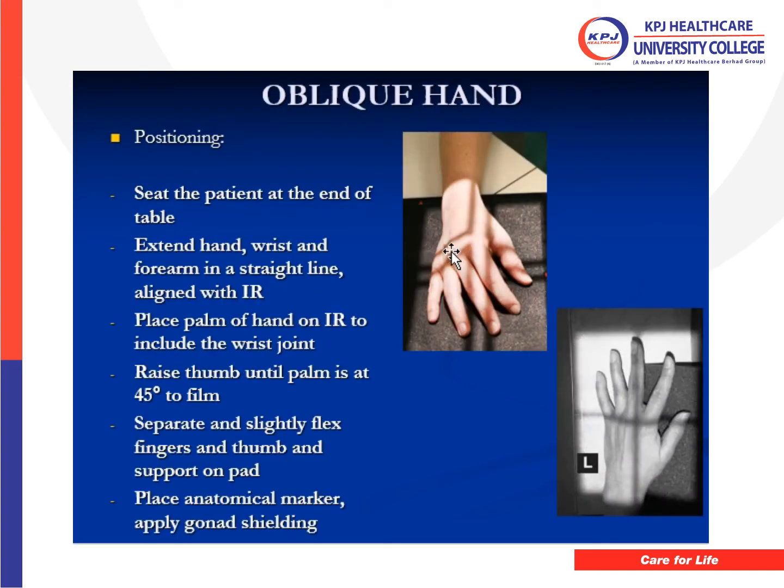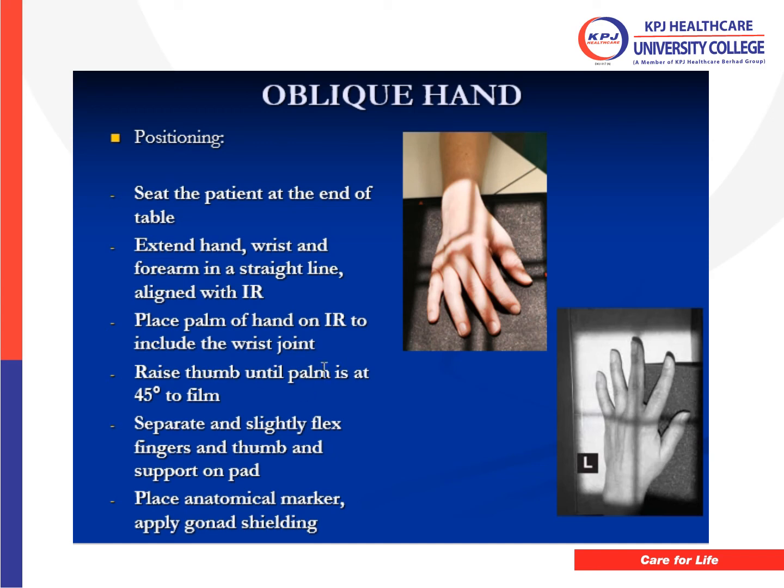Then the positioning itself: either you use the immobilization aids or you position the hand yourself as an oblique, a bit like when we want to take something. Sit the patient at the end of the table. Extend the hand to ensure there is no overlapping. Place the palm of the hand on the IR to include the wrist joint, same as the PA hand earlier. But you will raise the thumb until the palm is at 45 degrees from the film.